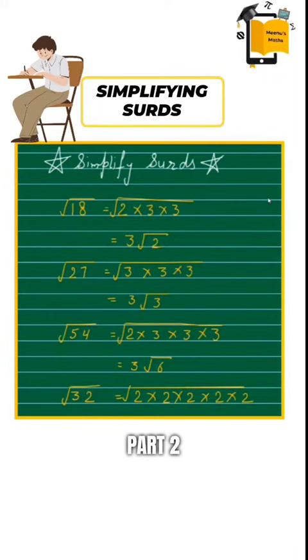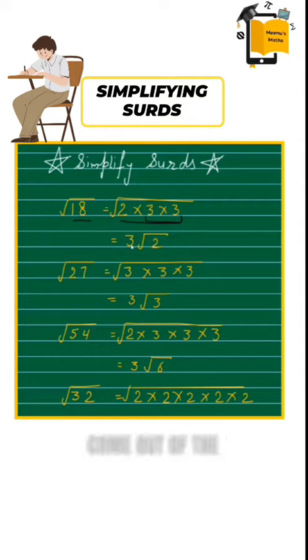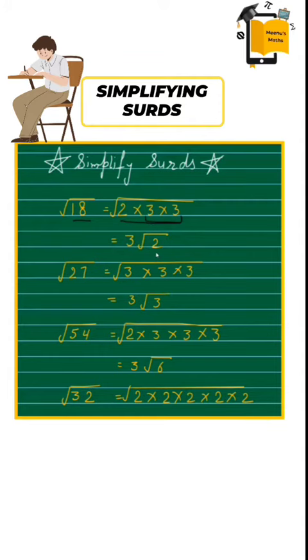Surds part 2. First of all, write down the prime factors of the number. 18 can be written as 2 multiply 3 multiply 3. Now take pairs. Whatever number is in the pair, that will come out of the square root and the other will remain there. So root 18 can be written as 3 root 2.